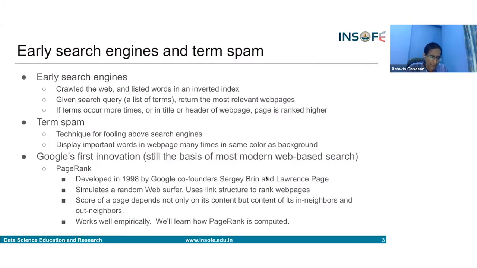The early search engines crawled the web and listed all the words in something called an inverted index. When you have a document, a web page, it points to all the words which are in that document. That's how you normally store many documents: each document is mapped to a sequence of words. An index, as you know from the back of a book, maps words to the page numbers in the book where the word is found, right?